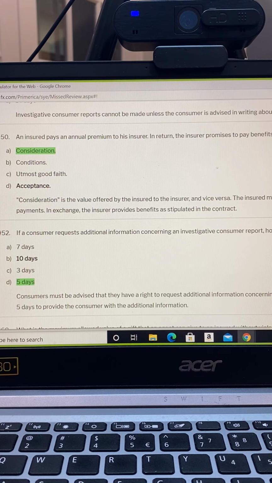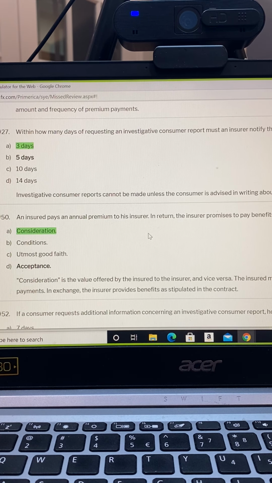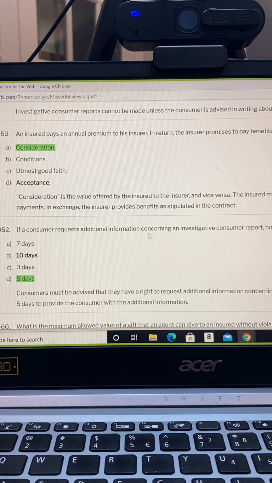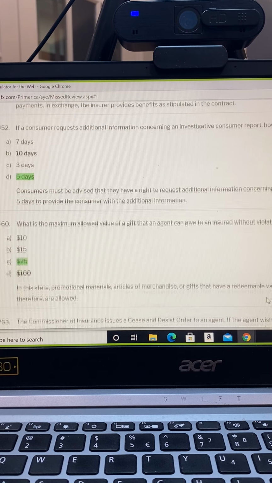If a consumer requests additional information concerning an investigative consumer report, how long does the insurer have to comply? 5 days. That's the 5 days. Right. So you got 3 days to ask. So the consumer got 3 days to ask what y'all want this information for, and the company got 5 days to tell them, to get that information back to them.